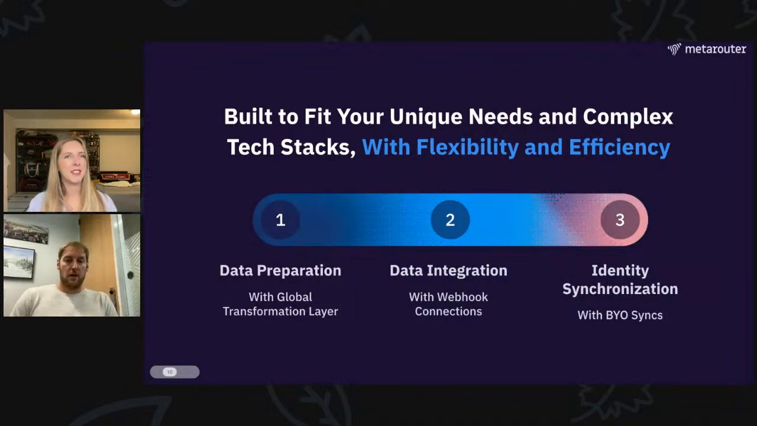So really a quick recap, and then we'll dig into some more examples of how customers are using it. What does it look like? So we were really mindful with this release, in those 3 different stages. You have the preparation with what we're calling our global transformation layer. We have the data integration with what we're calling custom integrations, and then identity synchronization, which is BYO syncs for us. So build your own syncs, and we'll talk about exactly what this means and how some of our customers are using it.